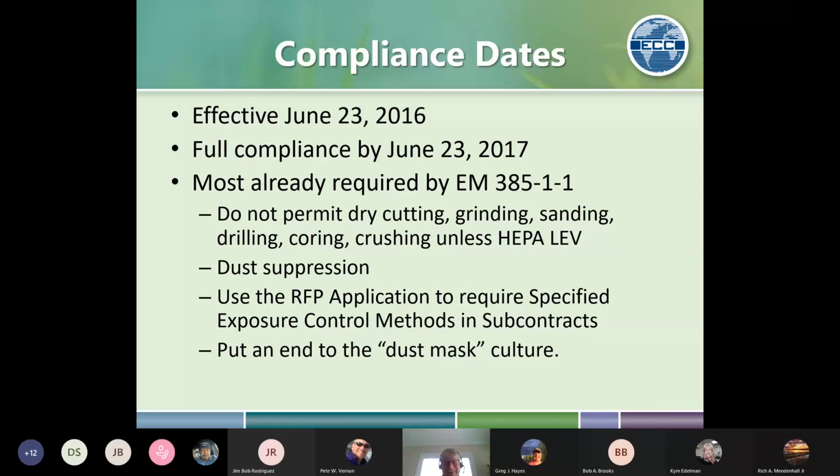EM 385-1-1: Don't permit dry cutting, grinding, sanding, drilling, coring, crushing, unless you have a HEPA local exhaust ventilation system, right? So we should be requiring the subs to use wet methods or manufacturer supplied LEV systems. Use dust suppression.